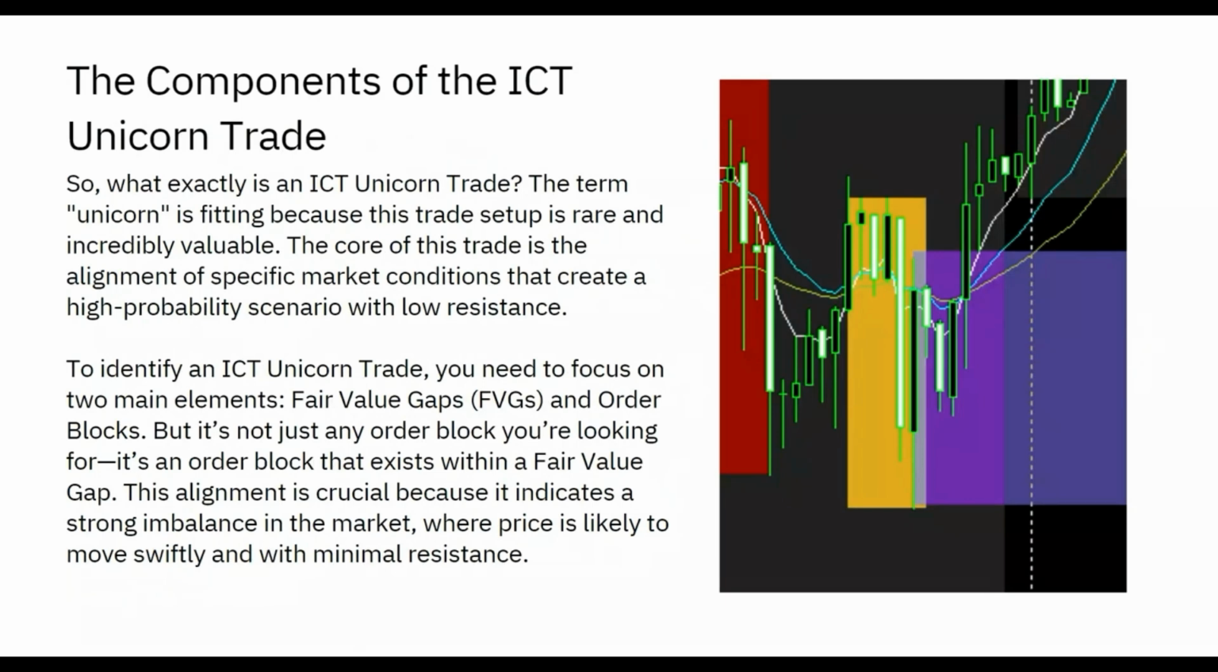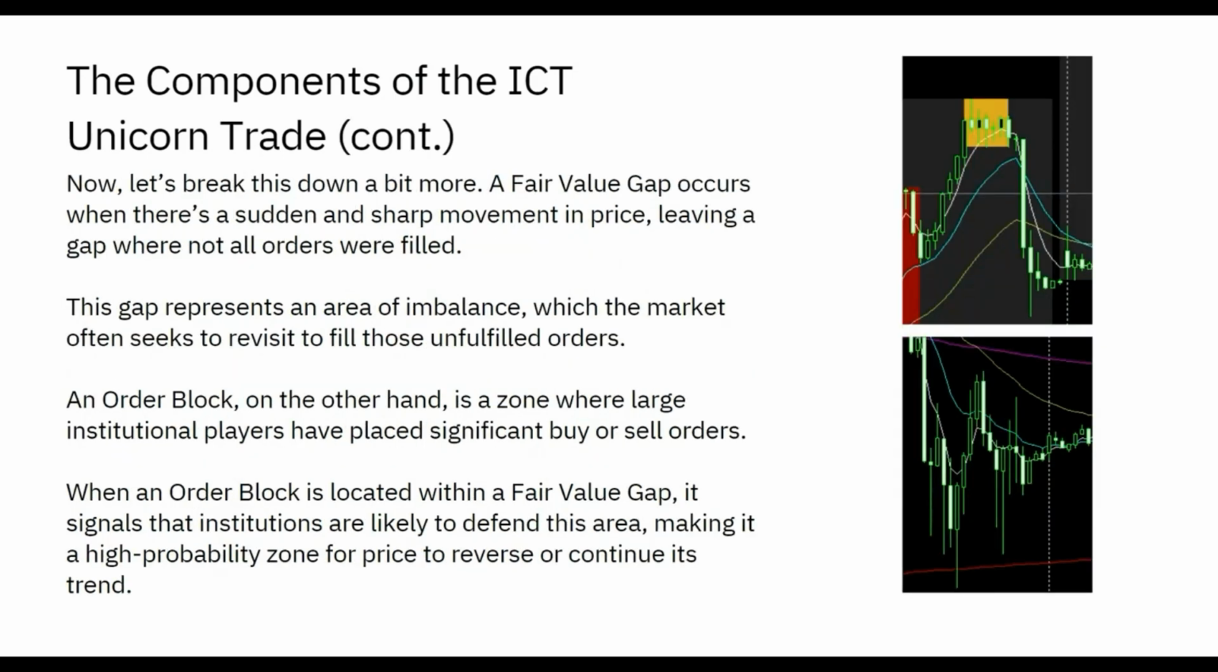The components of the ICT Unicorn Trade. So what exactly is a unicorn trade? The term unicorn is fitting because this trade setup is rare and incredibly valuable. The core of this trade is the alignment of specific market conditions that create a high probability scenario with low resistance. To identify an ICT unicorn trade, you need to focus on two main elements: fair value gaps and order blocks. But it's not just any order block you're looking for. It's an order block that exists within a fair value gap. This alignment is crucial because it indicates a strong imbalance in the market where price is likely to move swiftly and with minimal resistance.